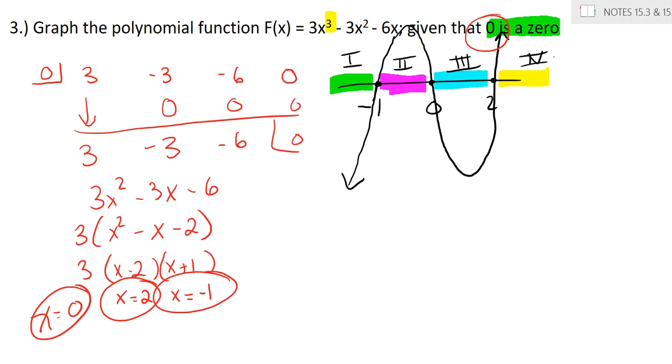And what's going to happen is that halfway in between here, there's going to be a turning point. Now, as of right now, we don't exactly know what those are, but we're going to figure those out based on the sections. So what we're going to do is I'm going to use these sections to kind of help me figure out a t-chart.